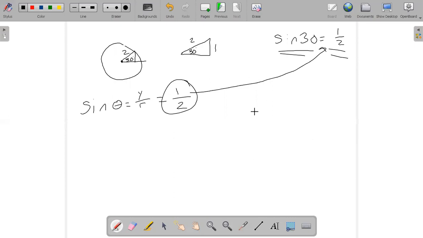Now that being said, we could also find other things too. We could go like this, and I could say, okay, if I know that this side is 2 and this side is 1, I could find the length of this side, right?